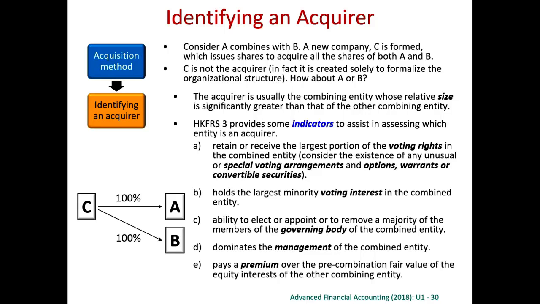Why? Because it is a business combination between A and B. Say for example, as I've said before, A is 7-Eleven and B is Circle K. If Circle K combined with 7-Eleven, the acquirer must be either 7-Eleven or Circle K. Surely not C. C is nobody to the business combination because this is a combination between 7-Eleven and Circle K. So we must determine either 7-Eleven or Circle K as the acquirer, only A or B. Usually the acquirer is the combined entity whose relative size is significantly greater than the others, but this is only usually.